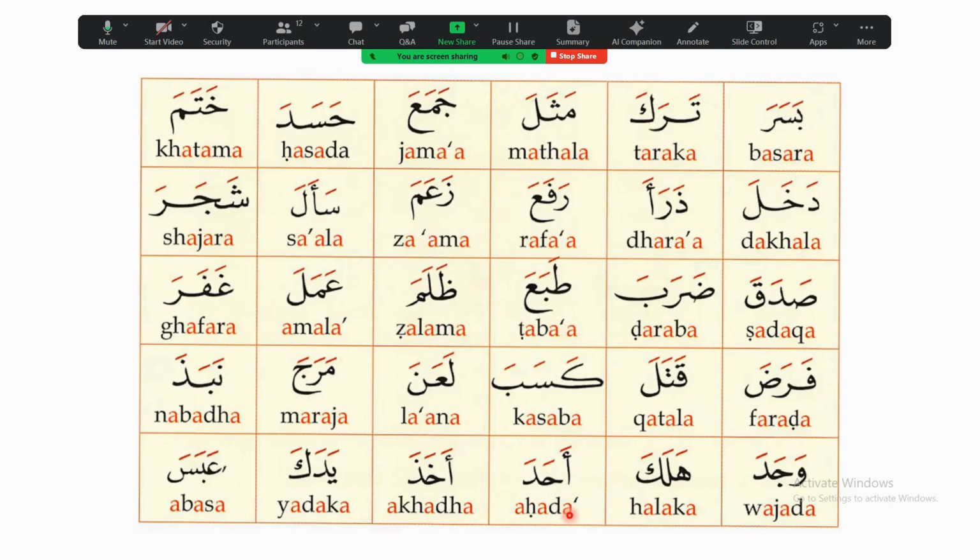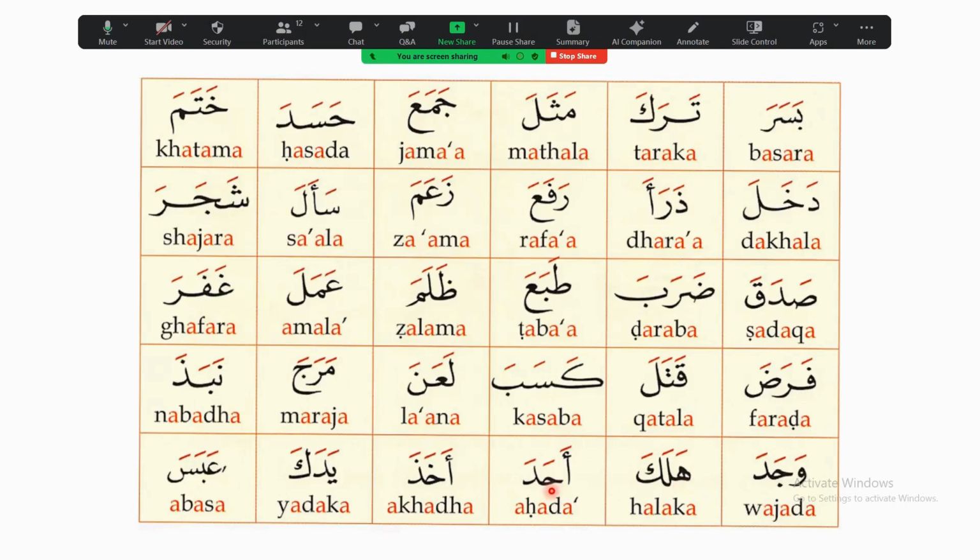The next word here is ahada. This is a very common word. We find this in Surah Ikhlas as well. So when we say this ha, we should be articulating this from the right position of the middle portion of the throat. This ha is a different one. But this ha comes from the lower portion of the throat. This ha comes from the middle portion of our throat.